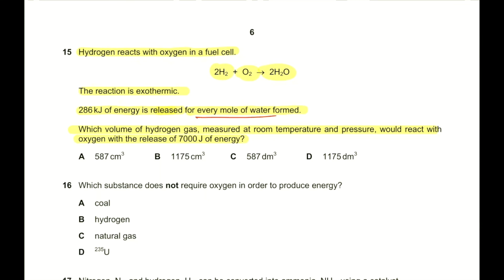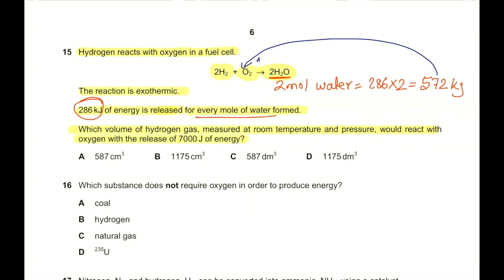For every mole of water formed, we release 286. We can see here we formed 2 moles of water. So 2 moles of water is equal to 286 multiplied by 2. Now you will be like, why am I multiplying it by 2? You will understand the significance in a moment. 572 kilojoules. Now 572 kilojoules require 1 mole of oxygen, guys. Remember that. But our question says only 7,000 joules of energy. So what would be the energy released?